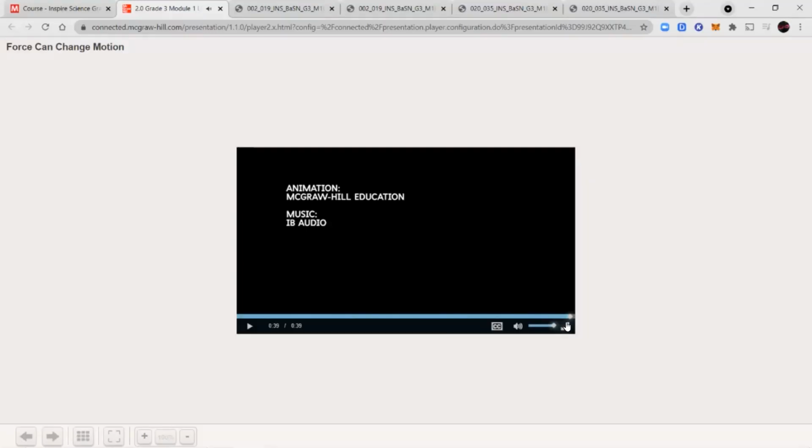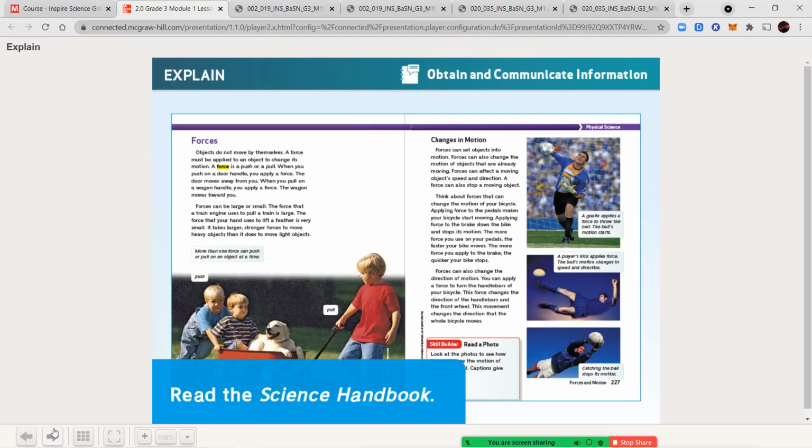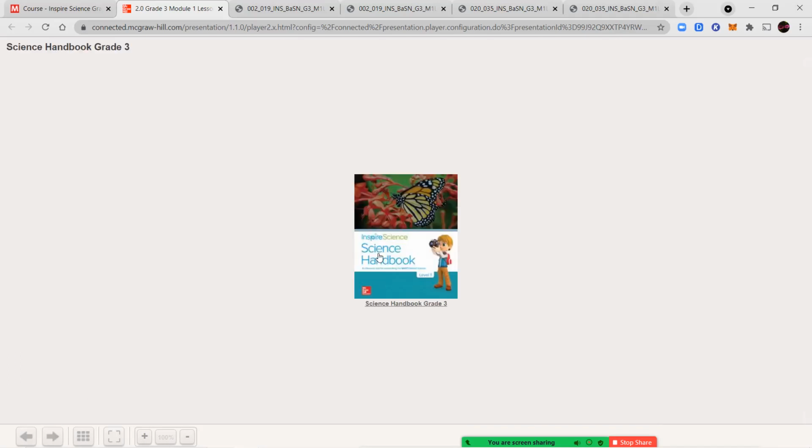Okay, so go back and think about the different kinds of forces that you saw in the video. You saw different forces listed from the beginning to the end. So you can rewind and go back in case you forgot. Now, our next section, we're going to be reading about forces in our textbook. So you're going to open up your science textbook, which is called your science handbook, to page 226 to 227. And we're going to read those 2 pages.